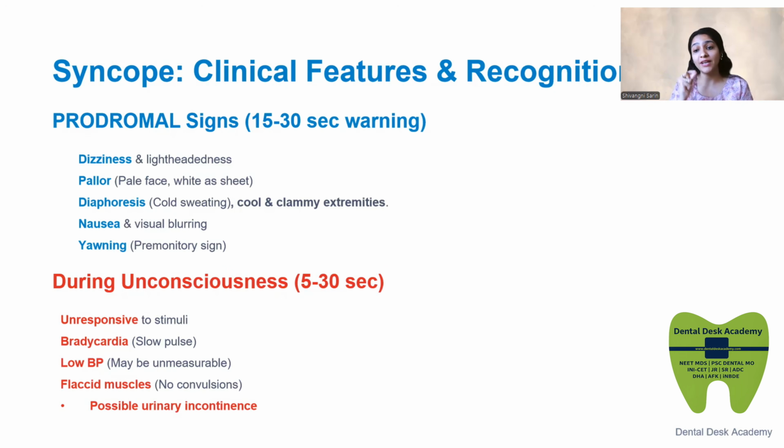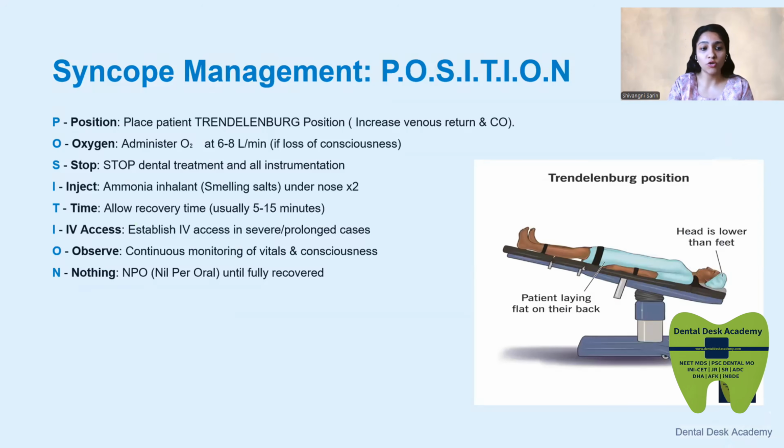Now, let's say the patient passes this phase and then becomes unconscious. You will see that the patient will have a very low or slow pulse, which is bradycardia. Patient will have low BP. They may show a flaccidity or a loosening of muscles. Remember, there will be no convulsions. The patient will not be having seizures, but just may experience a loss of consciousness. Also, urinary incontinence is also possible.